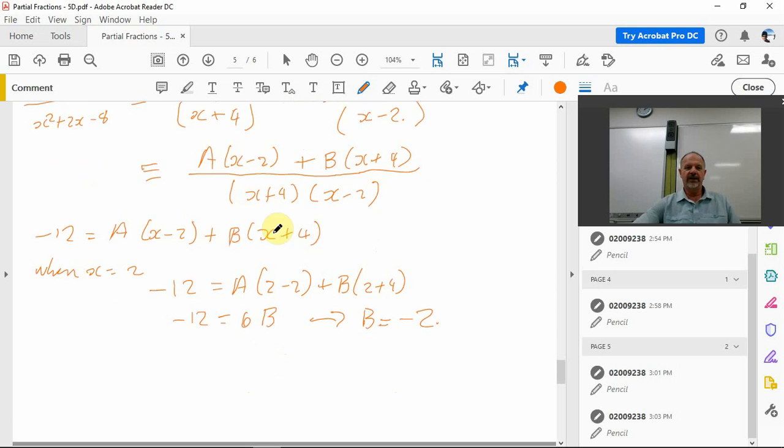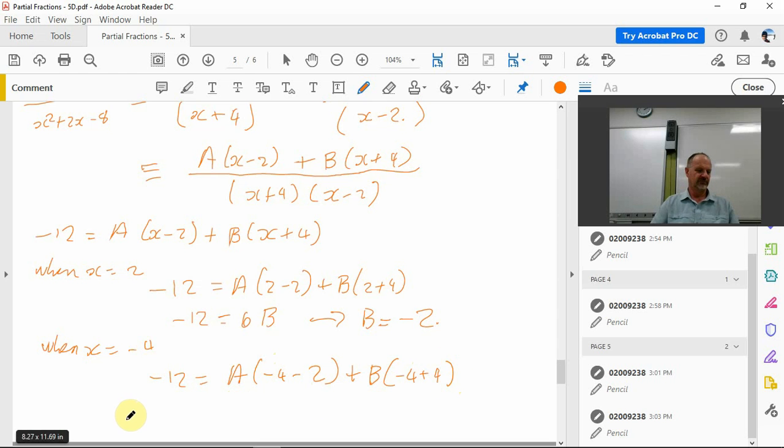All right, the other one is this one. So when x is minus 4, you get minus 12 equals a times (minus 4 minus 2) plus b times (minus 4 plus 4). And so we've got negative 12 equals negative 6a. A is 2.